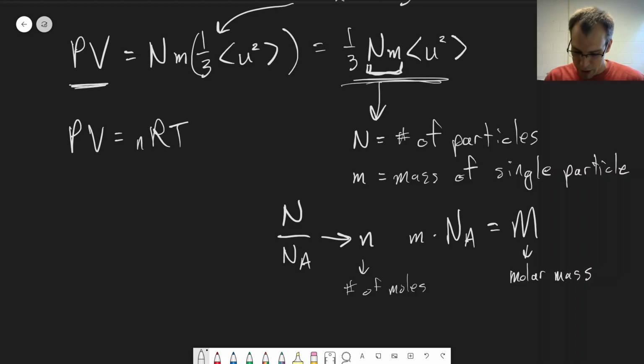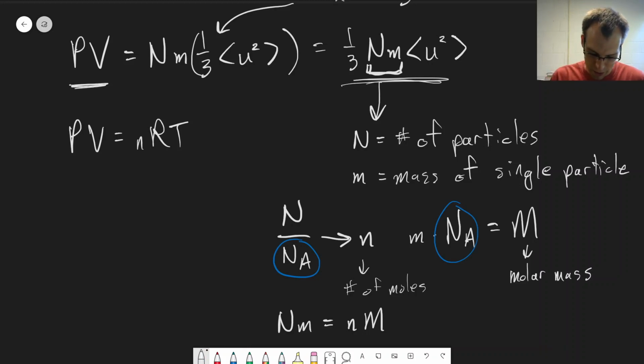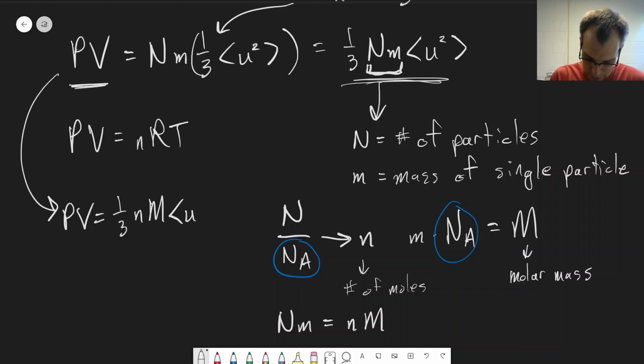And we can see if we multiply big N times little m, that's going to be the same as little n times big M, because the Avogadro's numbers, we're dividing in this one and multiplying in this one, they're going to cancel out. So we can make a direct substitution here and say, okay, from our equation up here, we have PV equals 1/3 little n times big M times the average of the square of the speed of the particles.